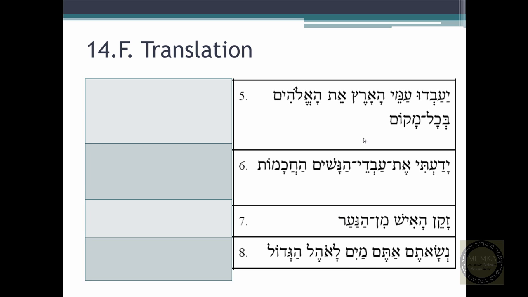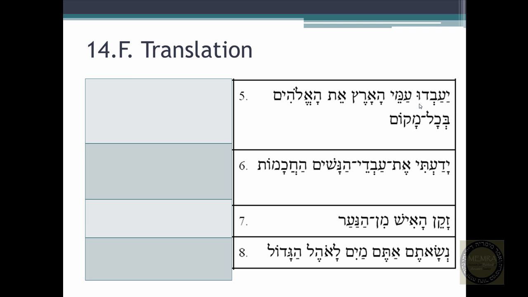Number 5, Ya'avdu amei ha'aretz et ha'elohim bekol makom. So bekol, I should say makom, a little bit more precise there. Verb right here. Is it prefixed? Yes, it is. Yod prefix, long u vowel.